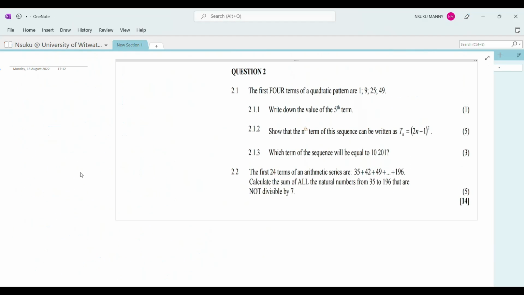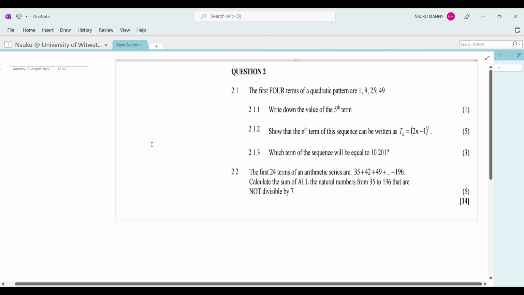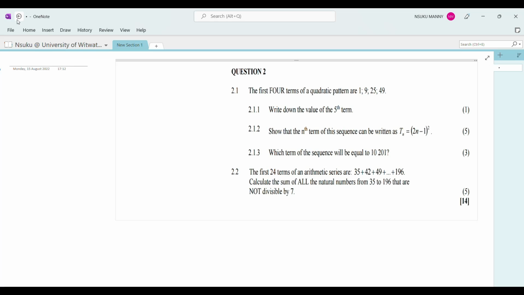Let's jump into the next question. 2.1.3. They say, which term of the sequence will be equal to 10,201, right? So what they basically gave us is Tn. They told us that our Tn is 10,201, and what they want us to calculate is our n, right?